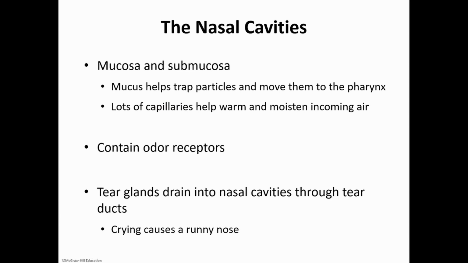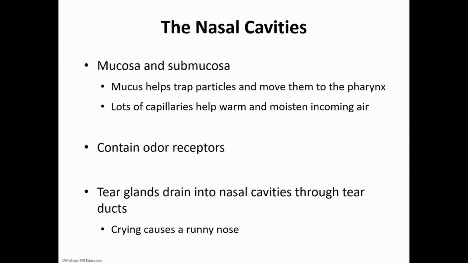So before we leave the upper respiratory system, let's look at the nasal cavities a little bit deeper. They do have a mucosa and submucosa, just like we saw with the digestive system. We had those different layers. And so the mucosa is going to help produce things like mucus that are going to help trap those particles and move them up to the pharynx.